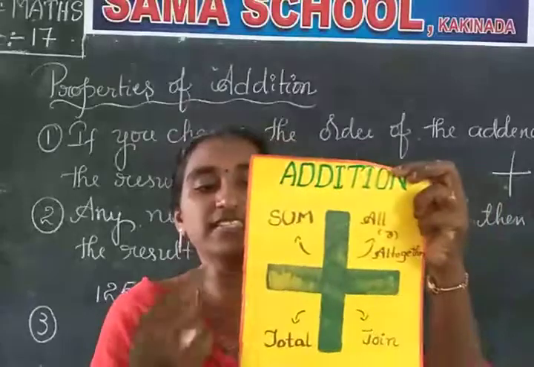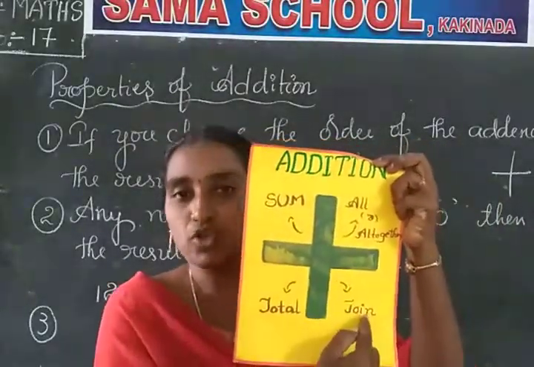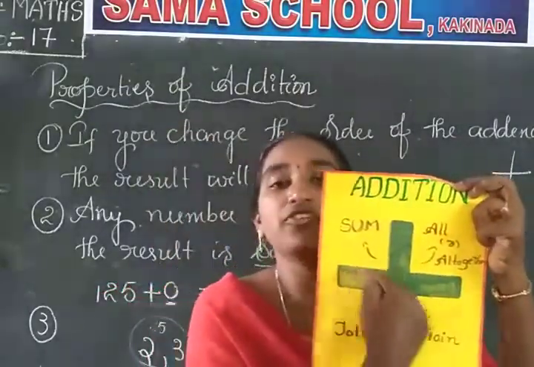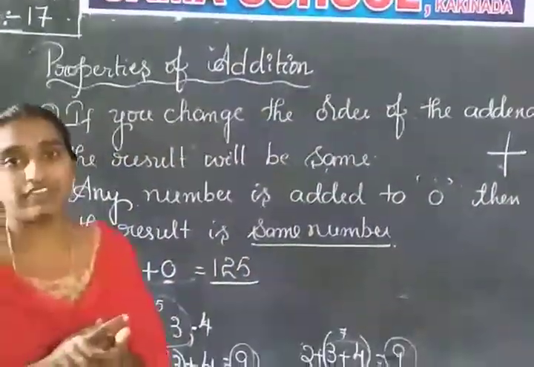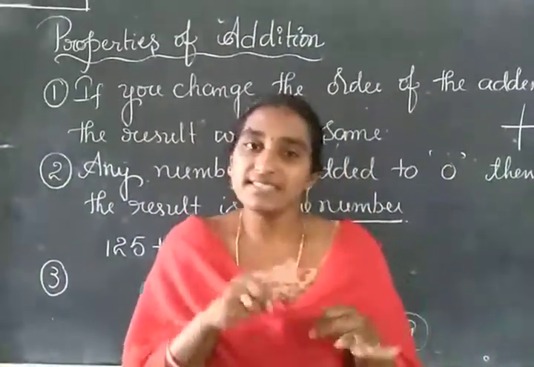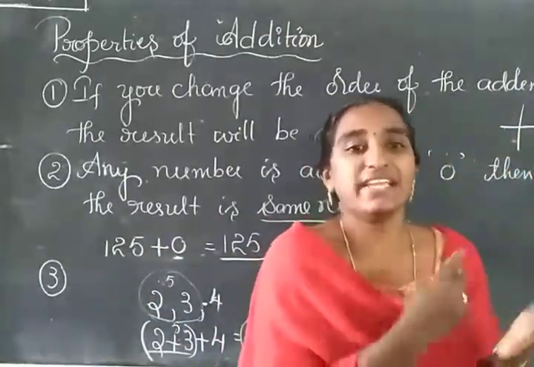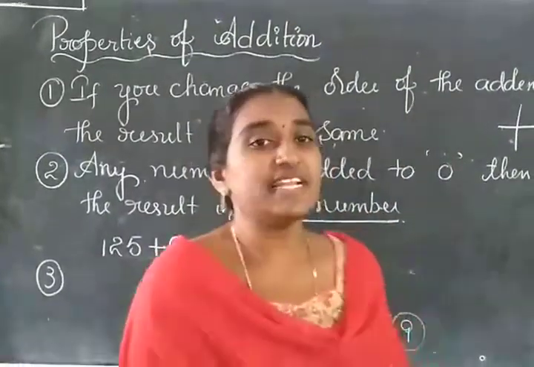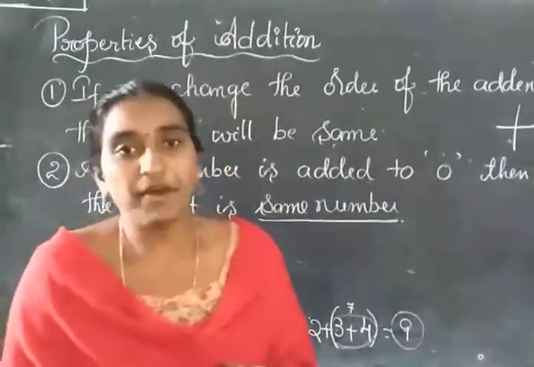See this chart. When you have to find sum or total, or you have to join the things, or you have to find the value all together, then we have to use this plus symbol. And we have some terms of addition. What are the terms of addition you have learned? Addends and sum or total. What are addends? The numbers we are adding in addition, they are called addends. And what is sum or total? The result we got finally after adding the addends, that is known as sum or total.